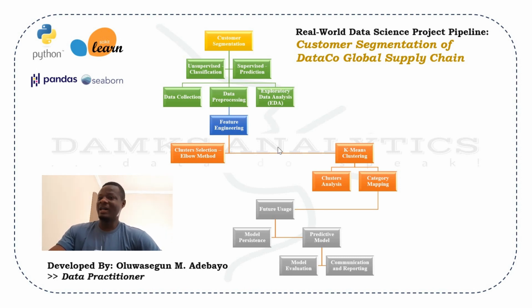Today in this video we're going to be doing an end-to-end data science project. We're going to be starting together, and the project is basically on customer segmentation. We're going to be using the DataCo Global supply chain dataset. I got it from Kaggle, and of course it's open source data.